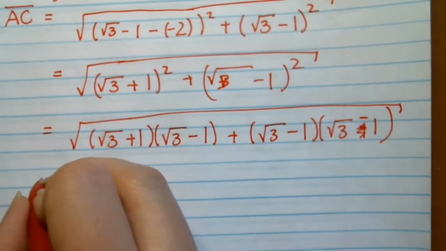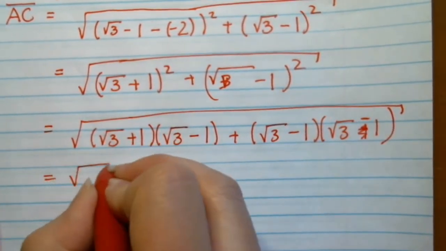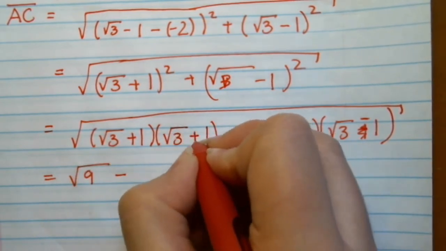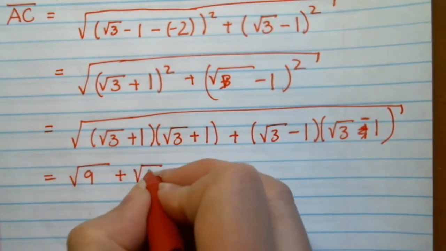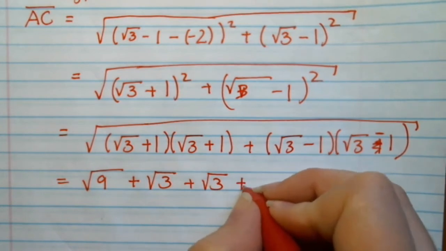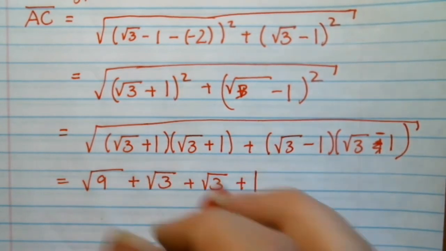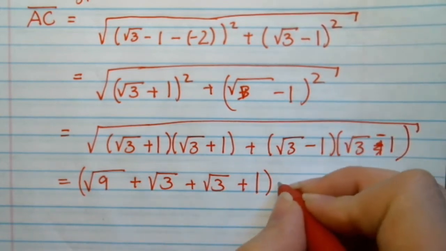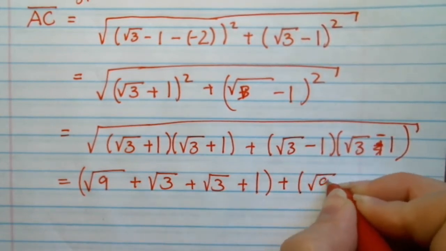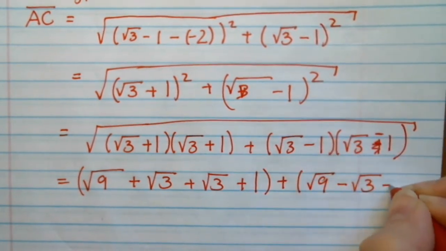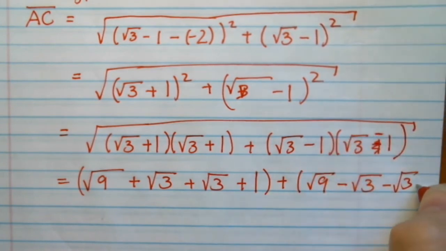Root 3 times root 3 is root 9. Root 3 times 1 is root 3. Root 3 times 1 is root 3. And 1 times 1 is 1. So that's what we get from the first one. Now here I'm going to get root 3 times root 3, which is root 9. Root 3 times -1, which is negative root 3. -1 times root 3, which is negative root 3. And -1 times -1, which is 1.